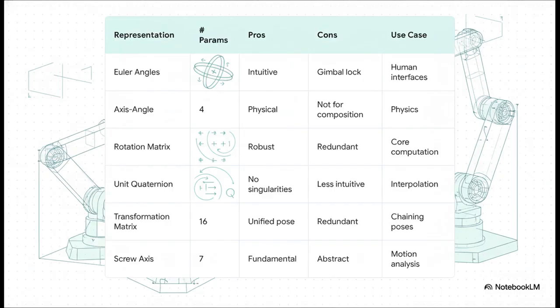This table is basically your cheat sheet. It lays out all the trade-offs we've been discussing. You can see Euler angles, great because they're intuitive, but bad because of gimbal lock. Quaternions, awesome, no singularities, super efficient, but a little weird to visualize. Rotation matrices, the computational workhorse, but redundant. This table is your go-to guide for making the right choice for the job.